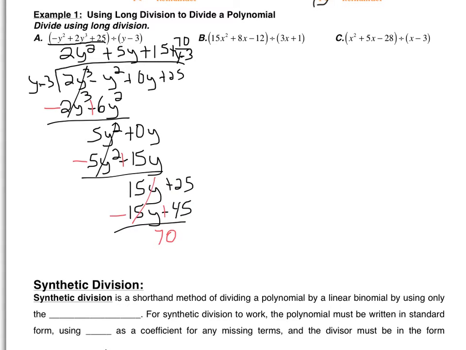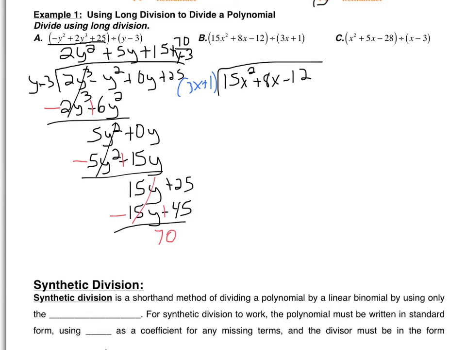Just like a remainder, if I had 1, I'd say 1 over 3 or whatever. It's plus 70 over what I divided by, which is y minus 3. To set up the next problem, we have 15x squared plus 8x minus 12, which is beautiful. It's in standard form. So 15x squared plus 8x minus 12 divided by 3x plus 1.